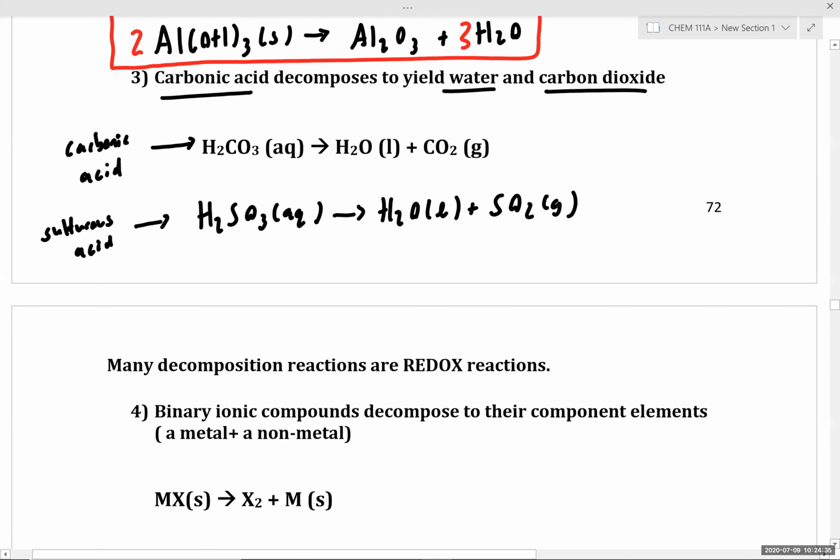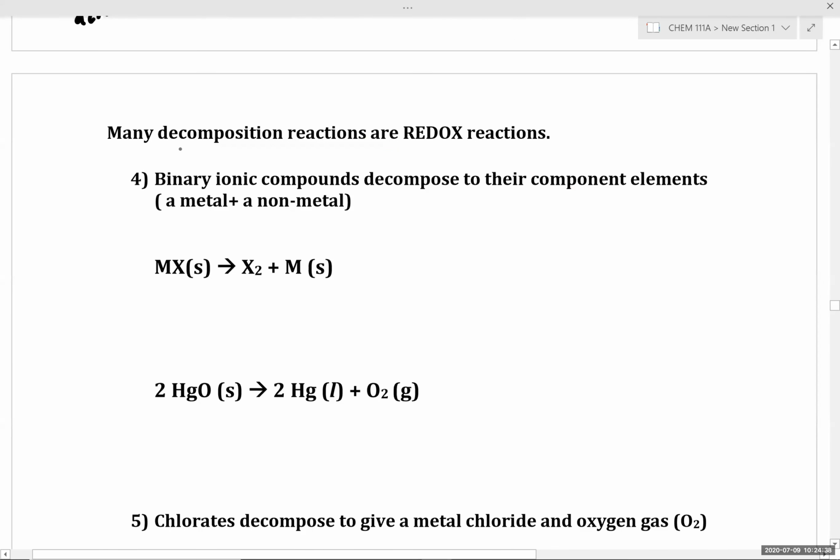Now, one thing I want to emphasize is that many reactions, such as decomposition reactions, are also redox reactions. For example, if you take a binary ionic compound, you can, under the correct reaction conditions, decompose it to its component elements. If we look at oxidation numbers in mercury oxide, we have +2 on mercury and -2 on oxygen. In our products, we have pure elements, so both oxidation numbers are 0.